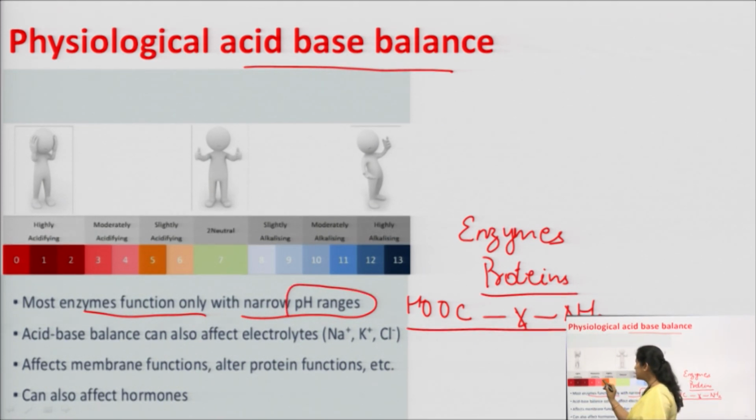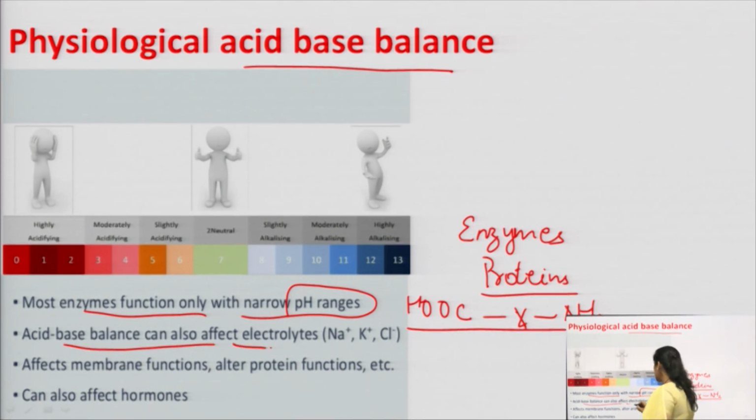The second need for acid base balance maintenance is that acid base balance also affects the electrolytes. Electrolytes are, say, sodium, potassium, chloride. Acid base balance also affects the membrane function as well as alters protein function. See, it comes again, protein function is being affected and enzymes are proteins. It also affects the hormones. So, we need to maintain the physiological acid base balance.